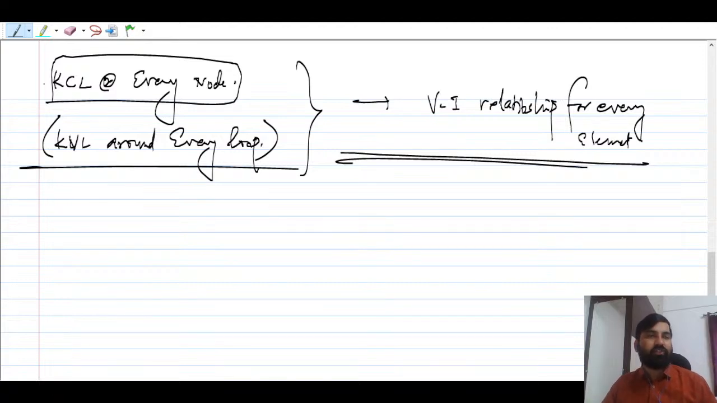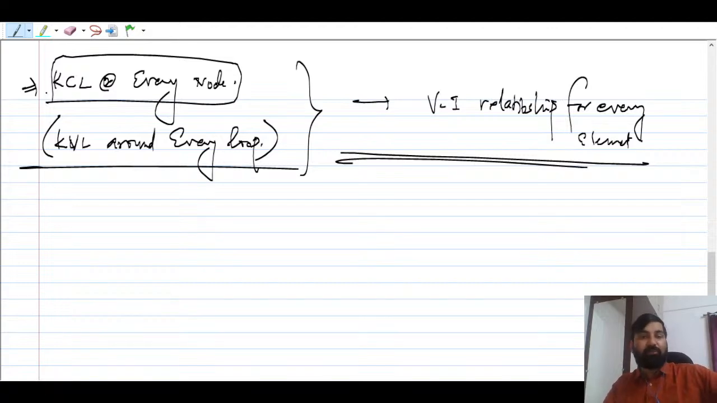Okay, so KCL is always preferred to be applied at every node, and you have to always keep in mind there will be one reference. One reference is very important while applying the KCL at any node, because the voltage has to be measured with respect to a certain reference. That is very, very important to keep in mind.